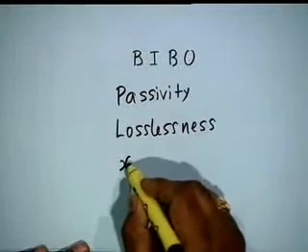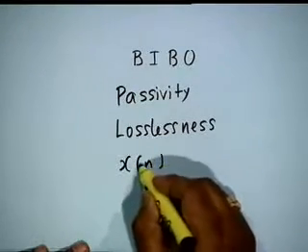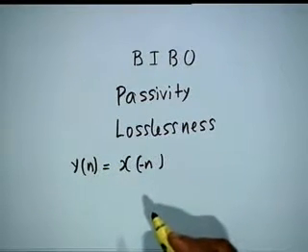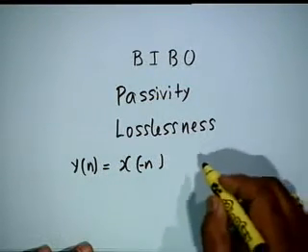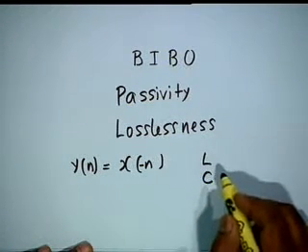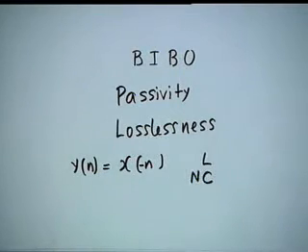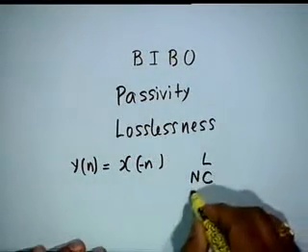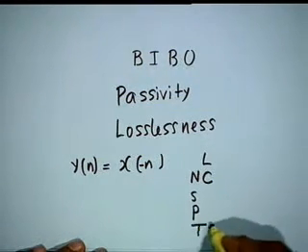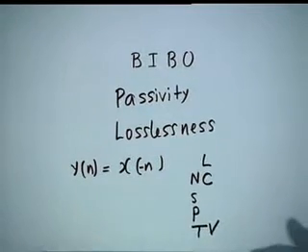Similarly, when the output energy and the input energy are the same, we say the system is lossless. And we ended the last lecture by taking an example of a system which is y of n equal to x of minus n, and we said that this system is linear, non-causal, stable, passive, and time varying.